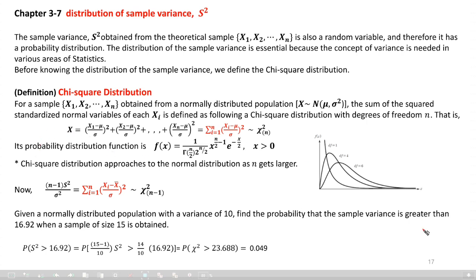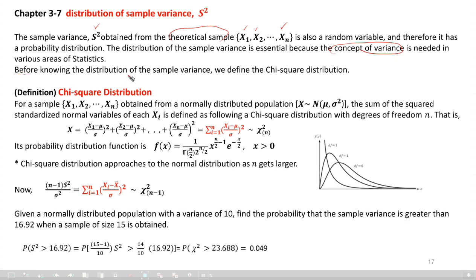Sample variance S square is, of course, obtained from a theoretical sample. I say theoretical sample: capital letter X1, X2, Xn. I repeat, capital letter, random variables. So S square is also a random variable, and therefore it has a probability distribution function, right? The distribution of sample variance is essential because the concept of variance is needed in various areas of statistics. Variance is useful in risk control.